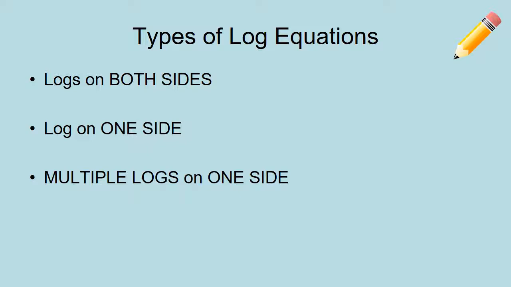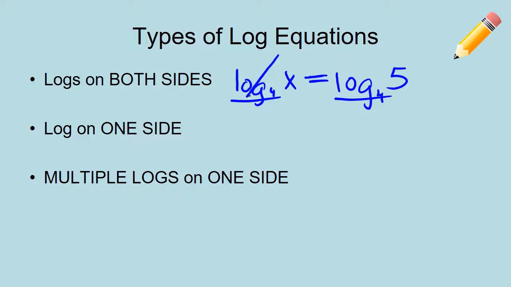All right, let's talk about the types of log equations before we get going. First of all, you have the type of logs where you have a log on both sides. So an example could be something similar to this. When we have that one-to-one relationship where it's balanced, think of the equation as a scale. When it's balanced, we can drop those logs and solve for x.